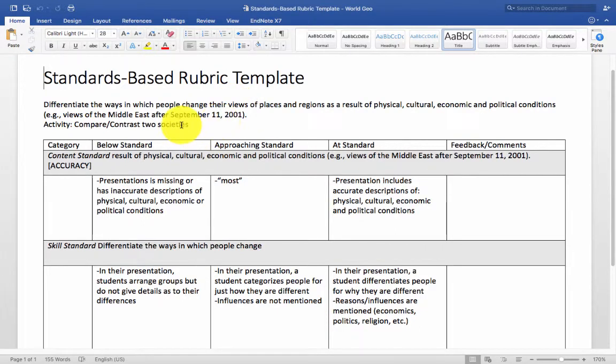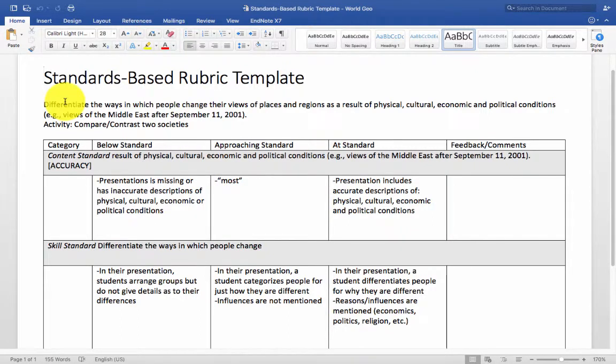We brainstormed an idea of an activity that involved technology or that didn't involve technology. And that activity was in order to differentiate the ways in which people change their views of places and regions as a result of physical, cultural, economic, etc. conditions. The activity would probably be some sort of compare-contrast of two societies or three societies.